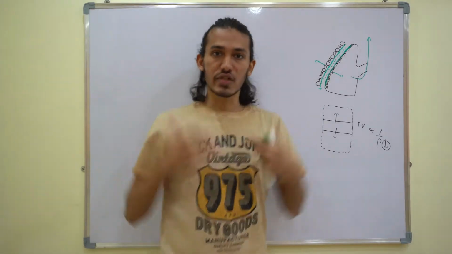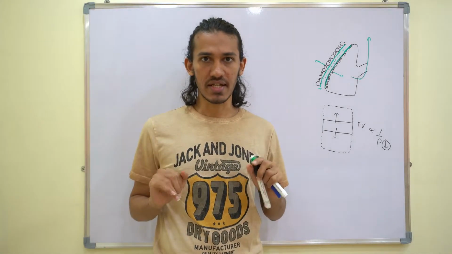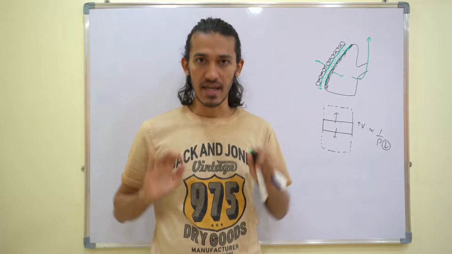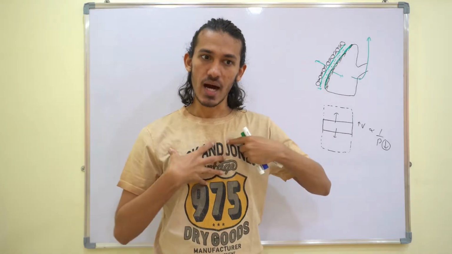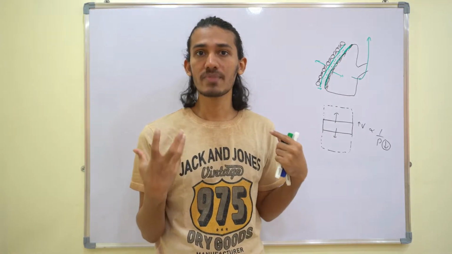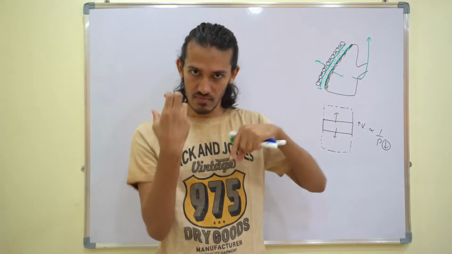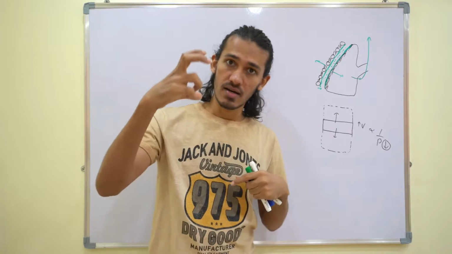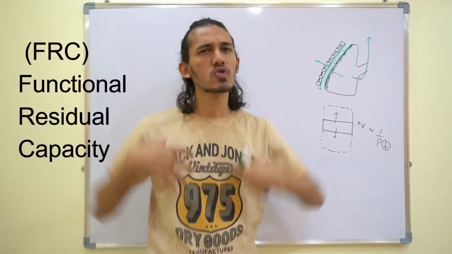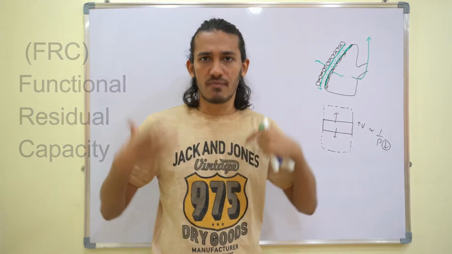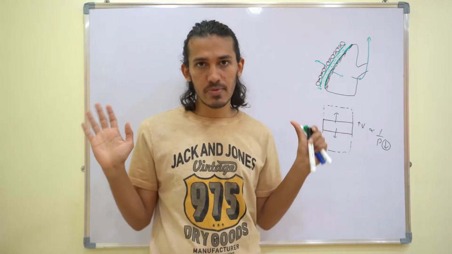So at rest, you inspire, you expire. Normal tidal inspiration and expiration. When you finish expiration, normally the amount of volume that is there inside the lung is called the functional residual capacity. So residual volume and the expiratory reserve volume together form the functional residual capacity. That is the volume of air that is present at the end of normal tidal expiration.